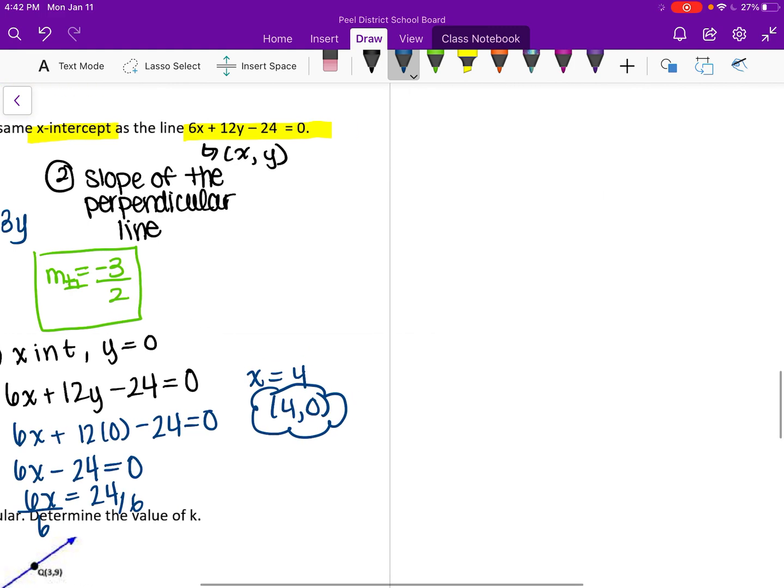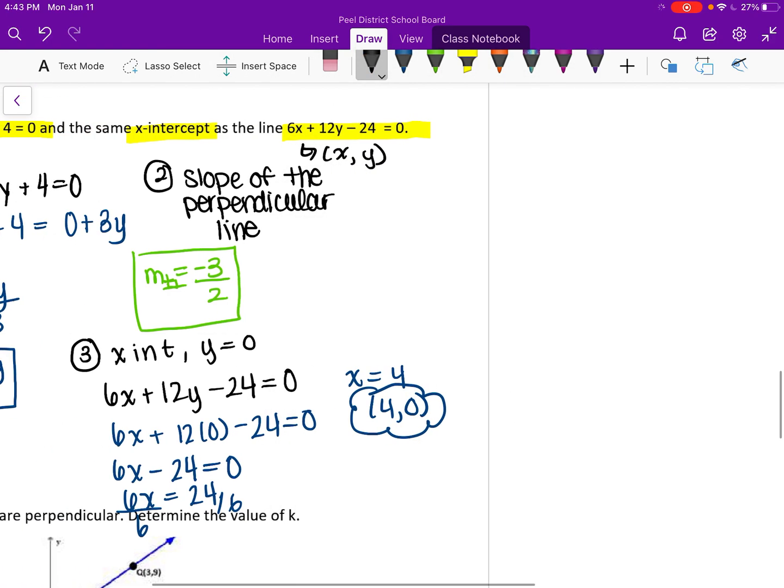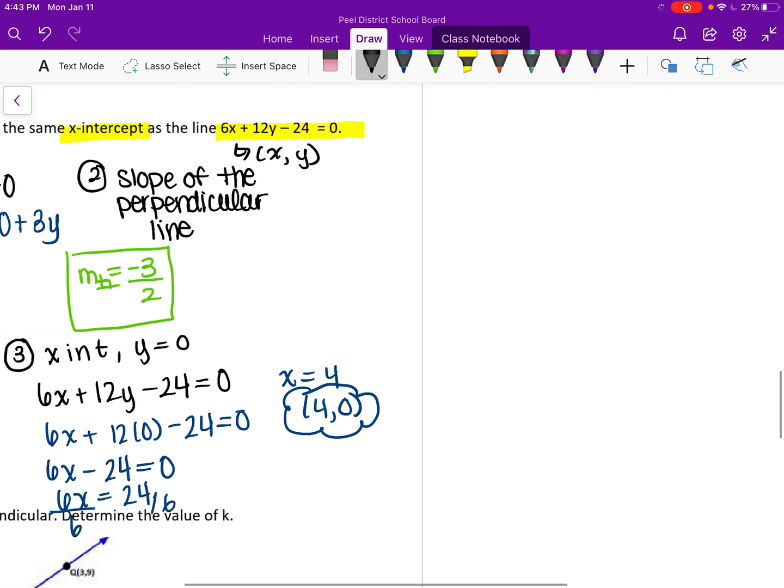So now let's put this all together. You can just use the point-slope method, or you could use the y-intercept method. It's up to you. But plug in x, y, and m to find b.